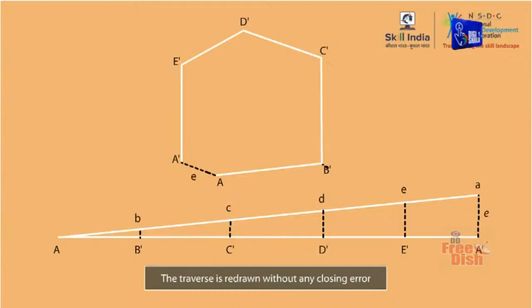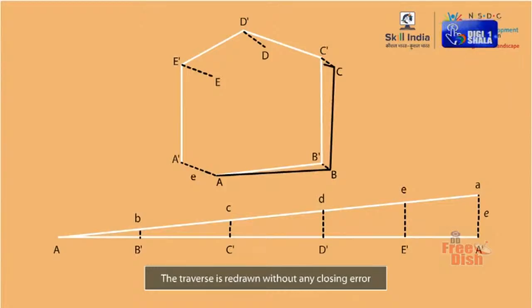The lines B B dash to E E dash are drawn parallel to A A dash upon the traverse with the closing error. The end points of these lines are marked B, C, D, and E, respectively. The traverse is then redrawn by joining A, B, C, D, E, A, so that the traverse adjustment is completed without any closing error.